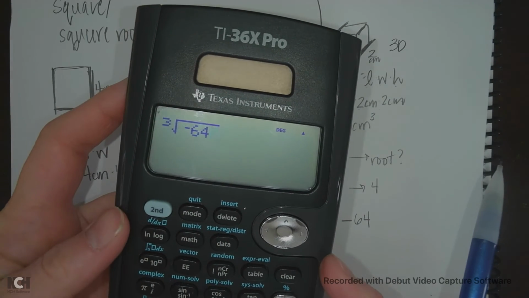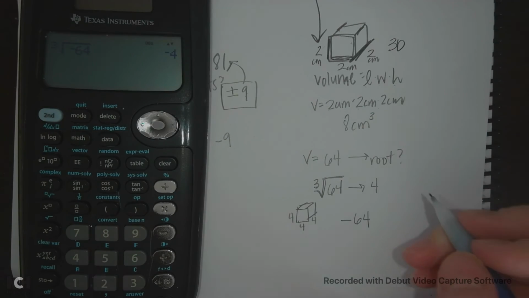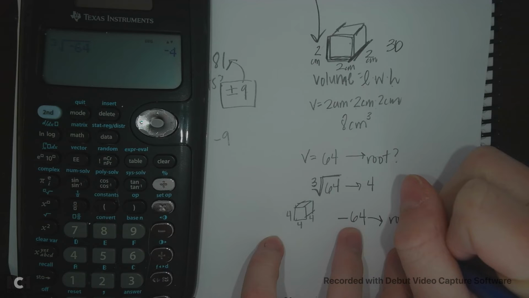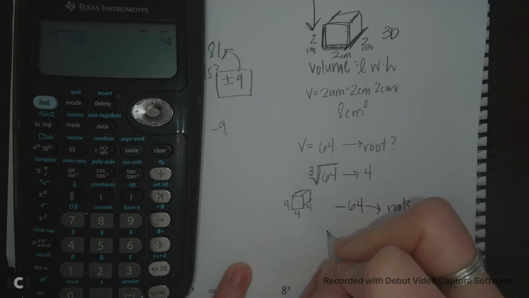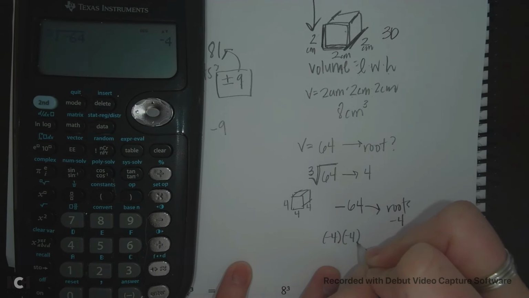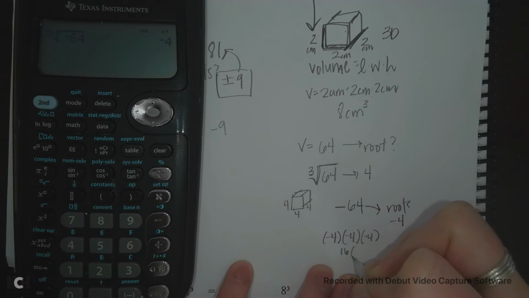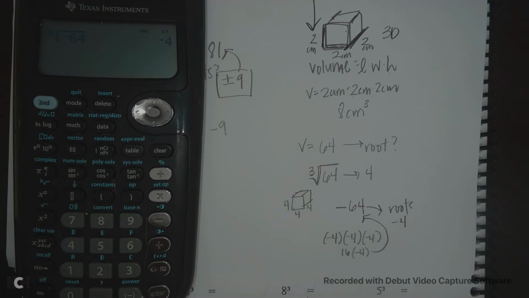Now if it was the square root, it would say error. But this one says negative 4. So if our volume is negative 64, our root is negative 4. The reason this works is because negative 4 times negative 4 is 16. But now I'm multiplying by another negative 4, so 16 times negative 4 gives us negative 64.